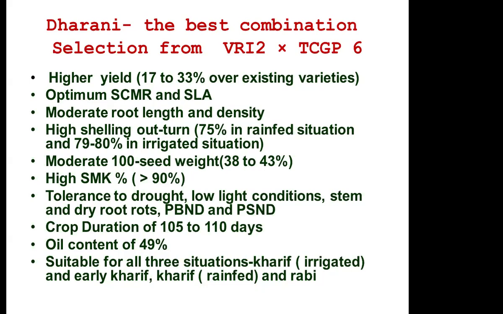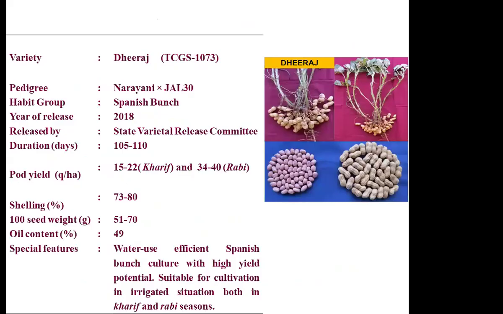It has tolerance to drought, low light, and stem and dry root rots. To a certain extent, it can tolerate PBND and PSND. It has a crop duration of 105 to 110 days. Oil content of 49%. It is suitable for all seasons. For early Kharif, to some extent, it has some disadvantage. It will be putting on more vegetative growth, but otherwise it is okay. Next slide, please.